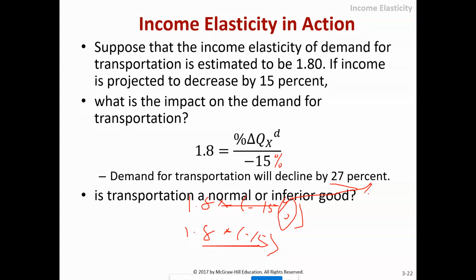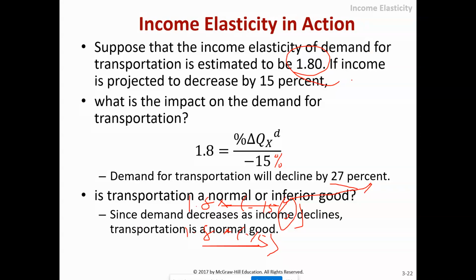Now the question is, is transportation normal or inferior? And it said the coefficient 1.8 is positive, right? So positive means demand and income move in the same direction. One decreases, the other decreases. Transportation is a normal good.